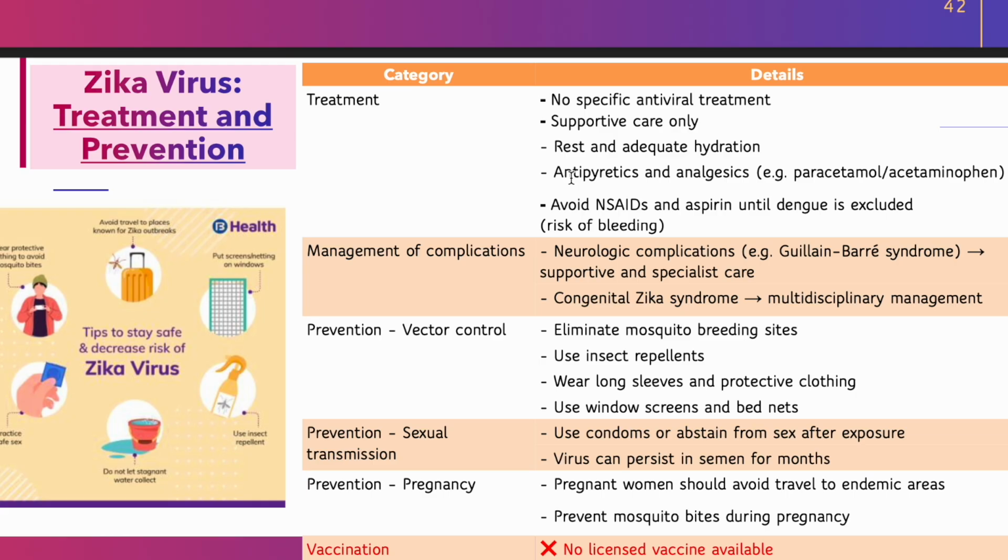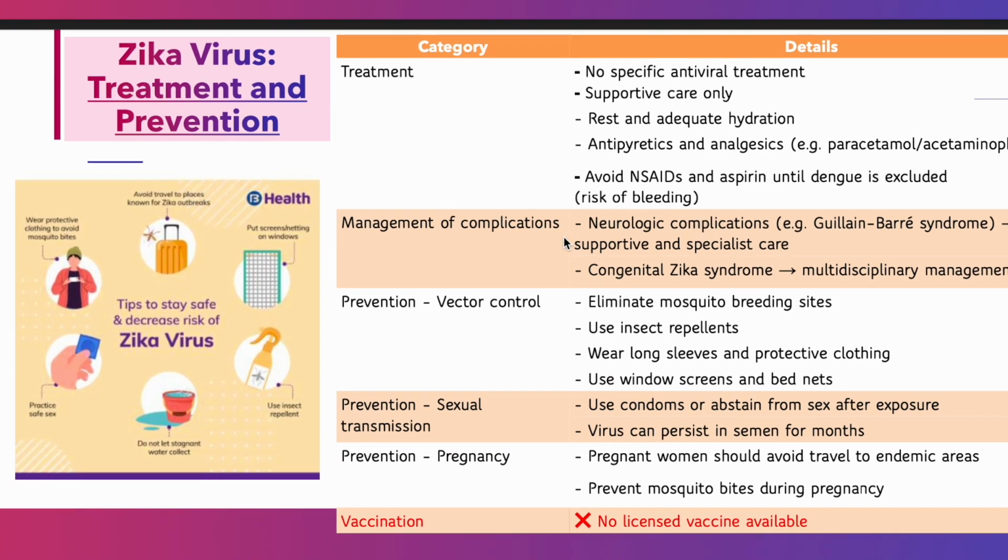Muscle weakness, fatigue, and muscle pain, so you can use paracetamol, acetaminophen for antipyretics, analgesics. Avoid NSAIDs like aspirin because of the risk of bleeding.